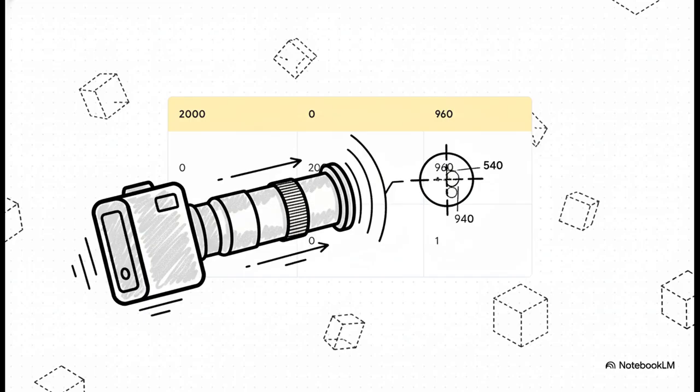Now, I know this might look like a scary block of numbers, but the key parts are actually pretty simple. The most important values are the focal length, in this case 2000, which just tells us how zoomed in the lens is, and the principal point, at coordinates 960 by 540, which is the true center of the image sensor, kind of like the camera's bullseye.